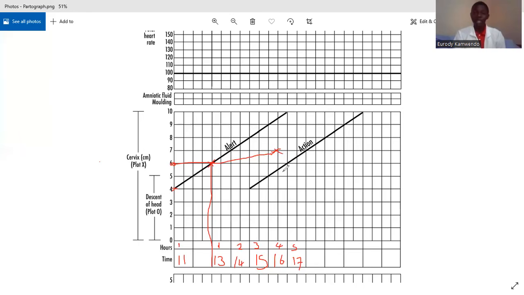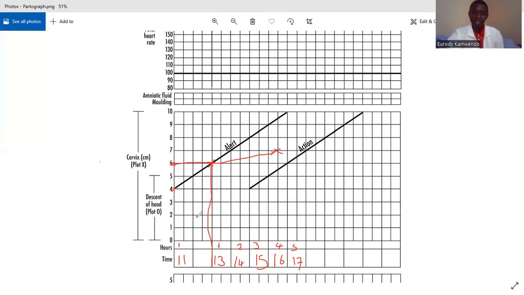pelvic disproportion. It means that this baby won't come out. Probably you need to take this woman for an emergency section, or other causes like a weak uterine wall or other things. So immediately the graph starts heading towards the action line, it means that there's some action that you need to do to make this woman deliver.